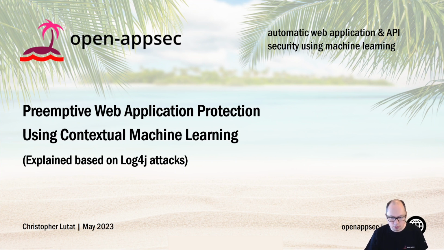In this video I will explain in depth how open-appsec's contextual machine learning engine works, so that it can protect web applications and web APIs preemptively and automatically, not just against OWASP top 10 attacks, but also against real zero-day attacks without any signatures required at all.